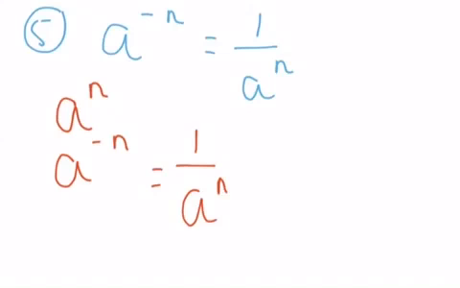Okay, so if we move on to the next rule then, if we have a to the power of 1 over n. Now this is basically saying if we raise a base to a fraction, what happens here? Well, what we do here is, first I'll tell you the answer. So the answer here is the nth root of a.